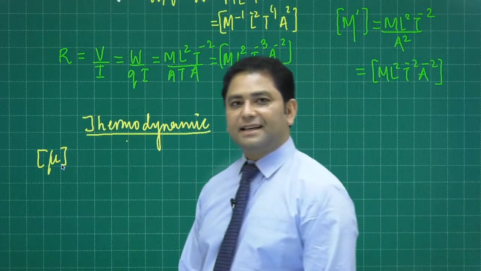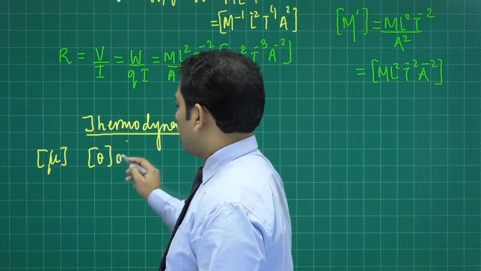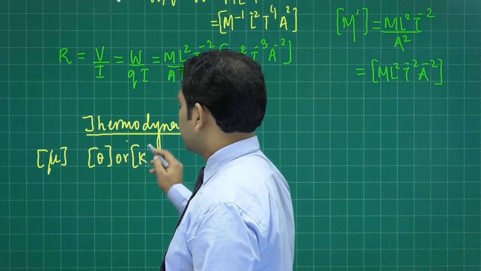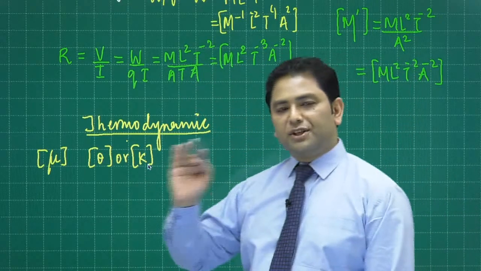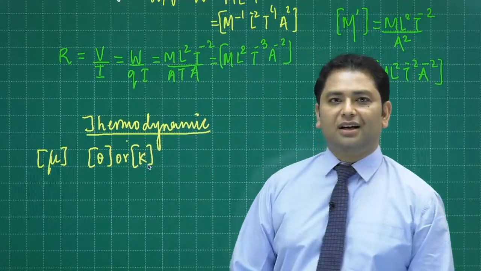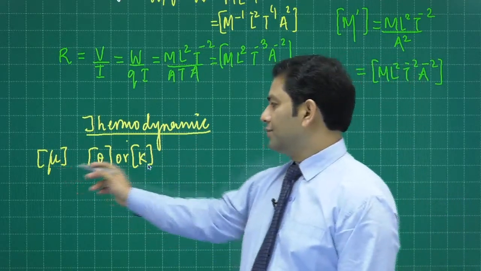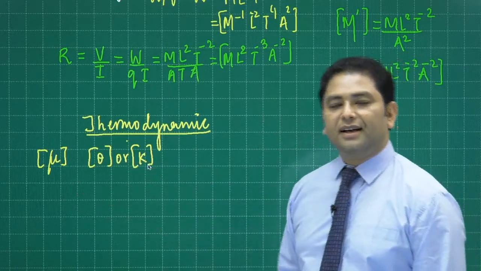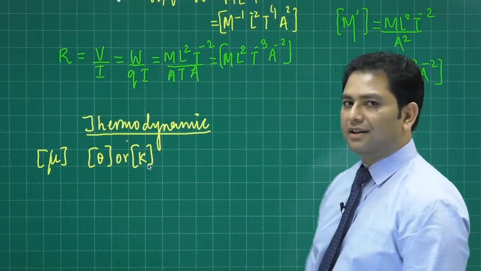And the next is temperature. Temperature will have a dimension of theta, or many times we also represent it by K. K stands for Kelvin. So whichever way you are trained with, how you did in the previous one, you can continue with that. The number of mole and this one. Now based on this, let us try to find the dimension of universal.